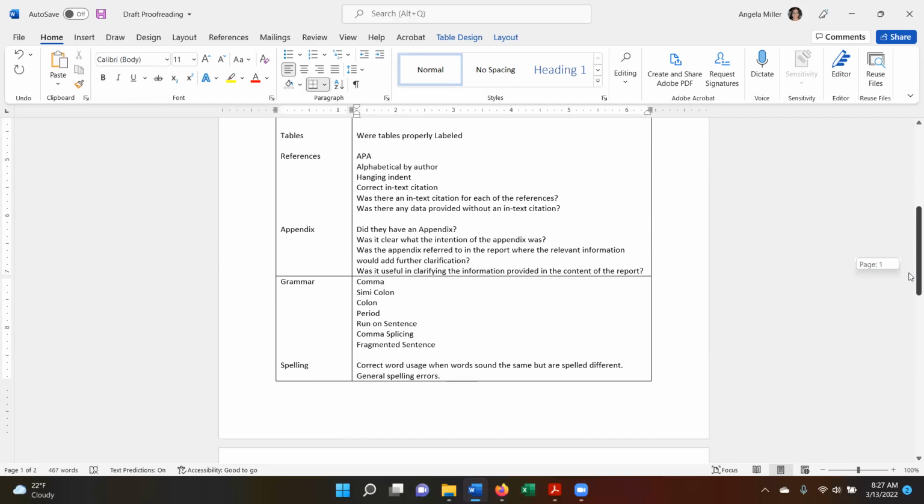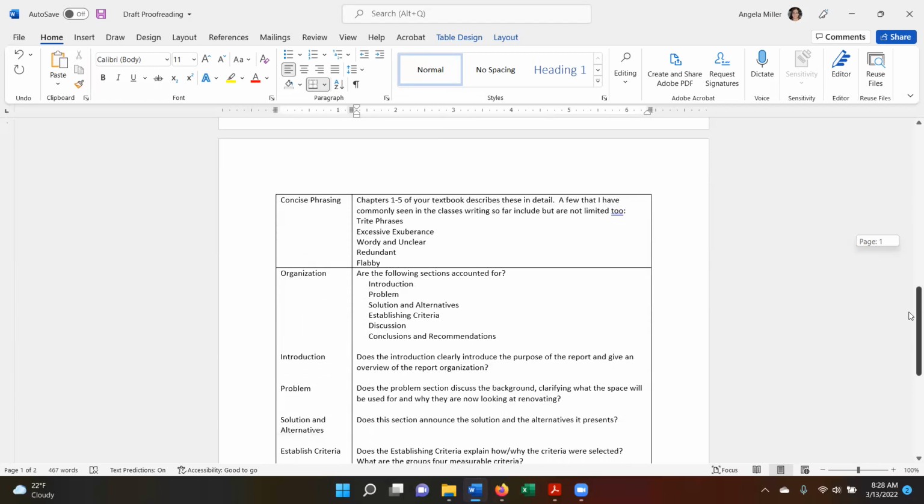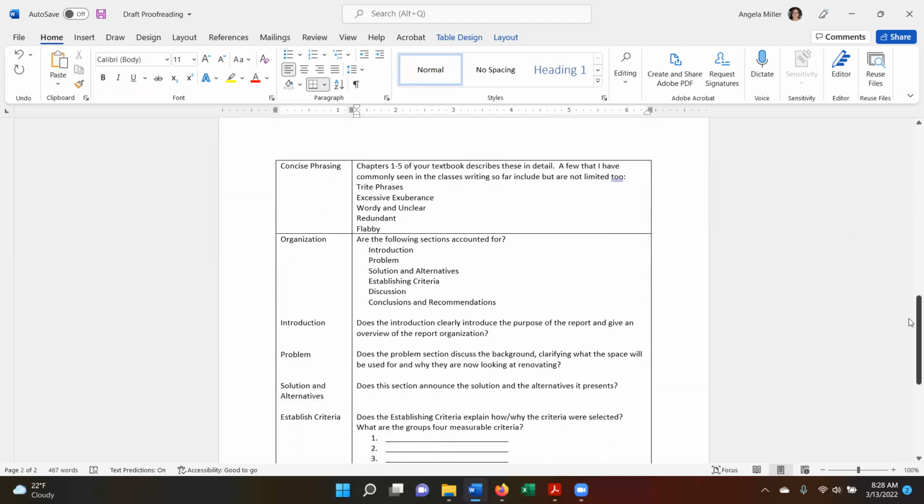Then, of course, you're going to look at the grammar, right? The commas, semicolons, colons, periods, run-on sentences, comma splicing, fragmented sentences. This is all stuff that we went over in chapters 1 through 5. We want to check spelling, right? These are the things that you guys normally check for. However, you also need to look through and check all of these other aspects, all right? And I expect to see in your proofreading that you've included many of these, because I've seen everybody's writing, and I know that there's going to be need for proofreading in these areas. And so it's your job to help make sure that you're looking for these.